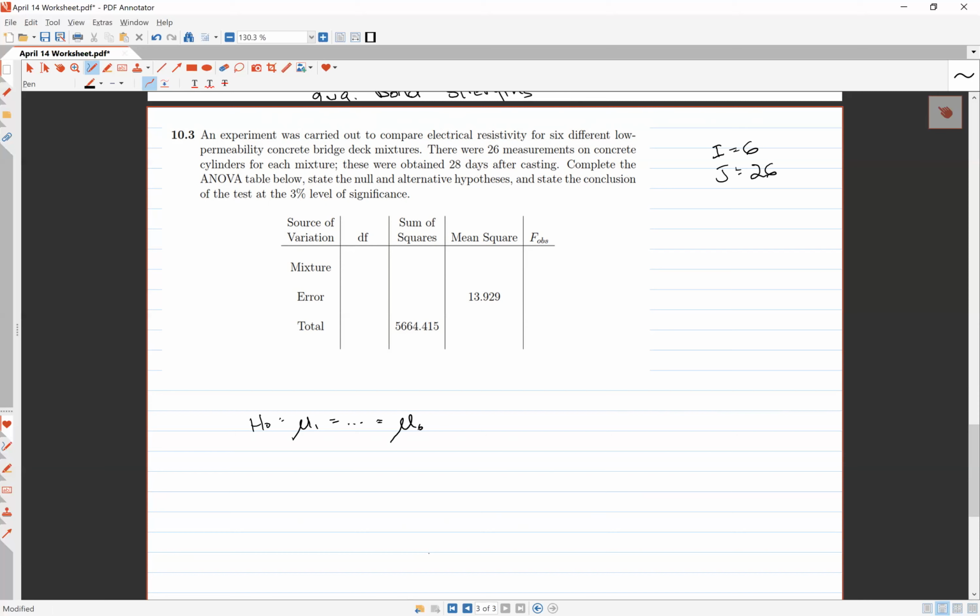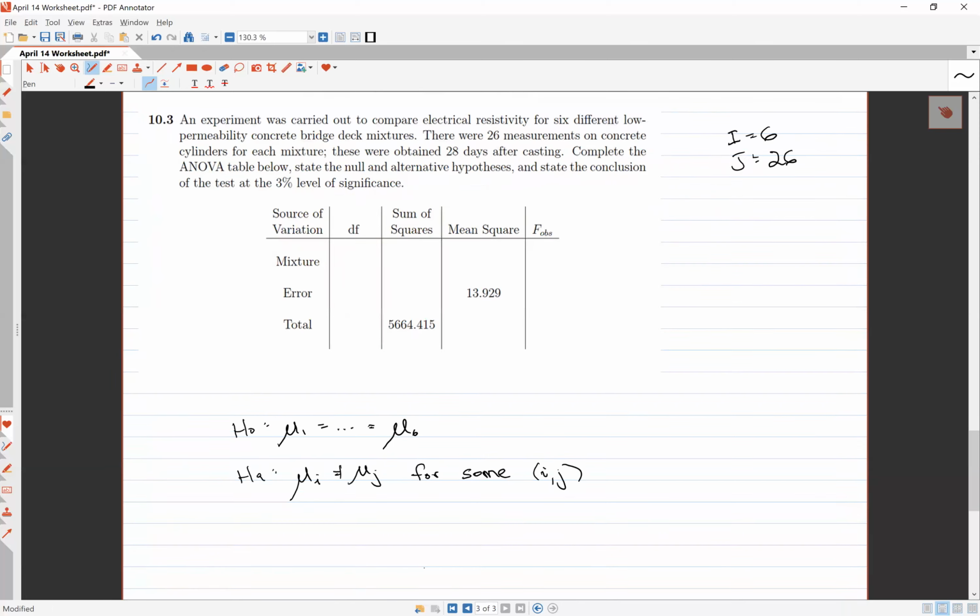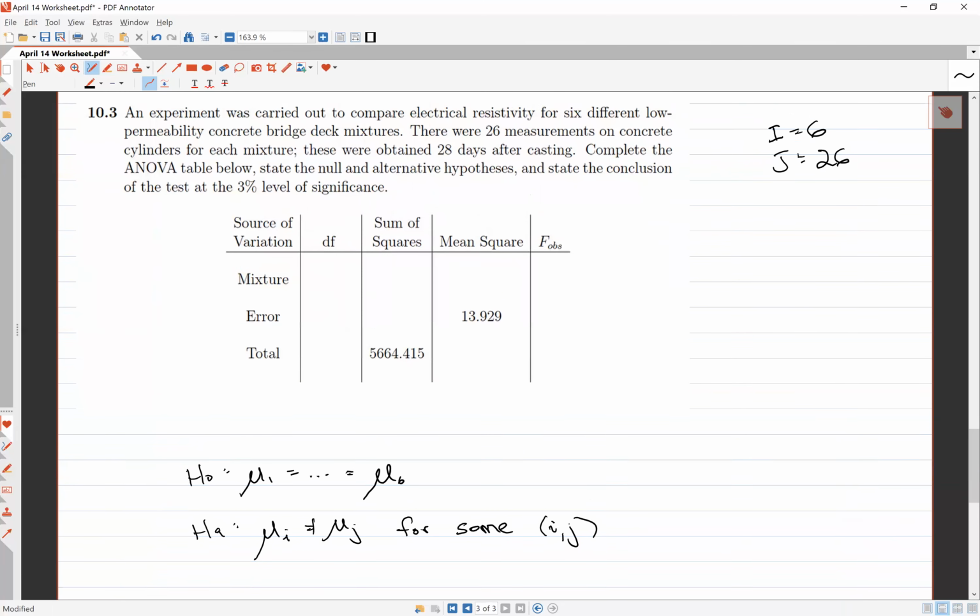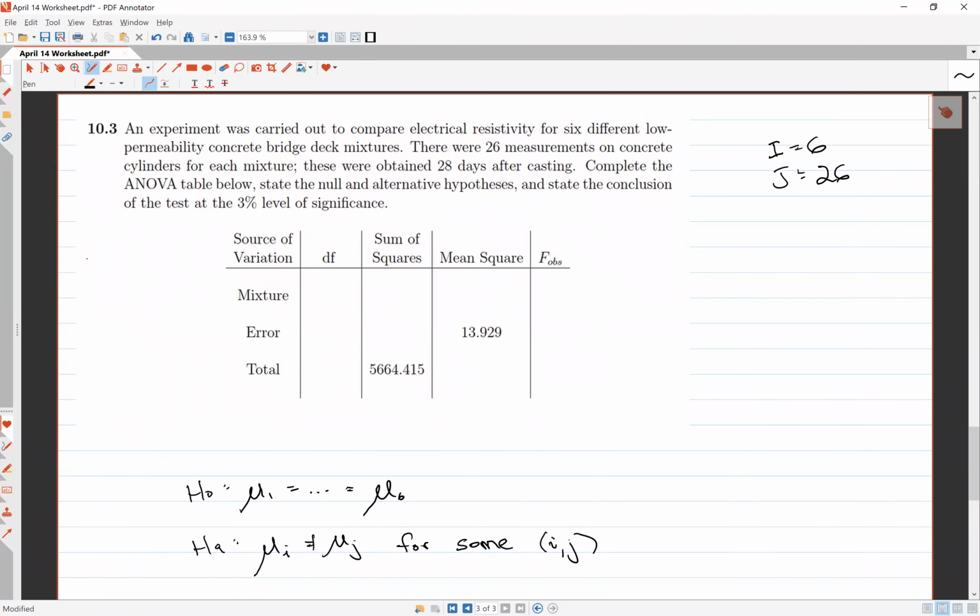So our null hypothesis is that all the treatments have equal means. Our alternative is that there's at least one pair where the treatment means are different. And now we want to go and complete this sum of squares table. I'm going to zoom in here a little bit so that I can just write on the table.